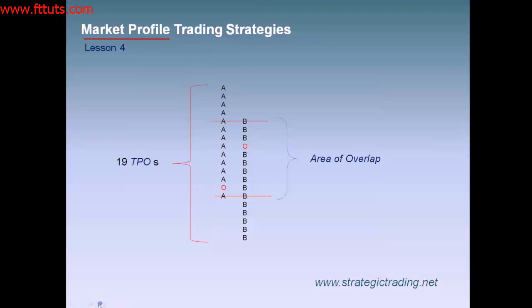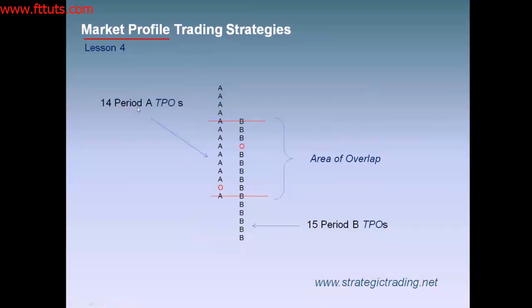All right, so another exercise that we do: first we've identified that we have a large area of overlap. We actually count the total number of TPOs for the entire initial balance. And here on the 30th, we had 19 TPOs. If we count B and A together, so the full range, 19 TPOs. 14 for period A and 15 for period B. 10 TPOs in terms of overlap.